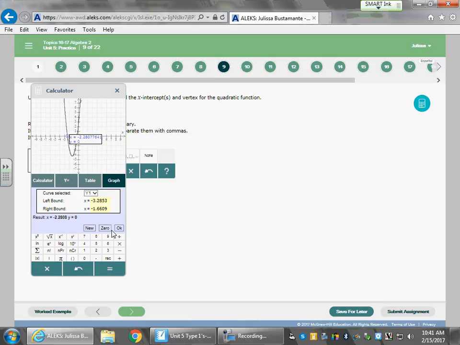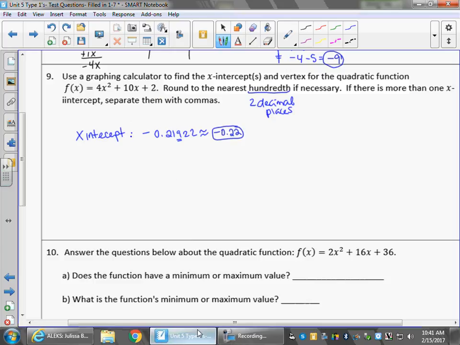So we have negative 2.280, negative 2.280. So that's going to round to just negative 2.28. So for my final answer, just make sure you separate them with a comma. So negative 0.22, comma, negative 2.28 is how you would type it into ALEKS.